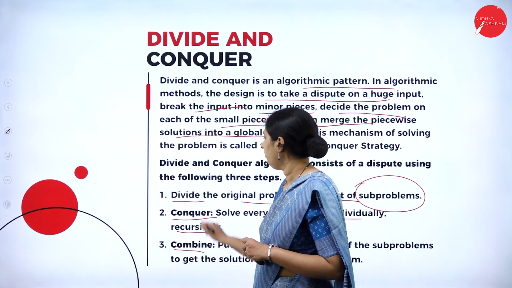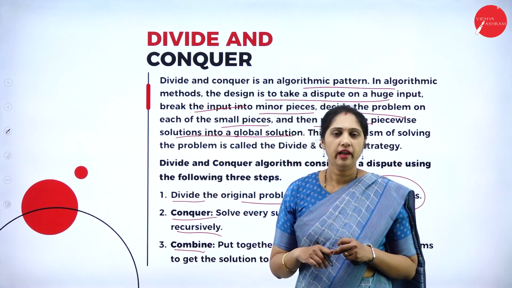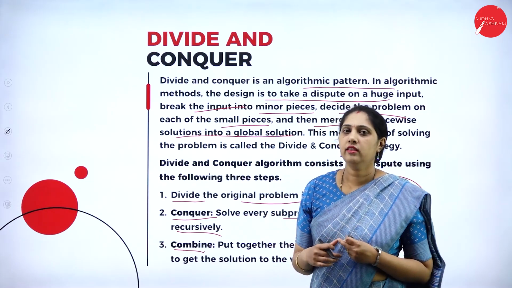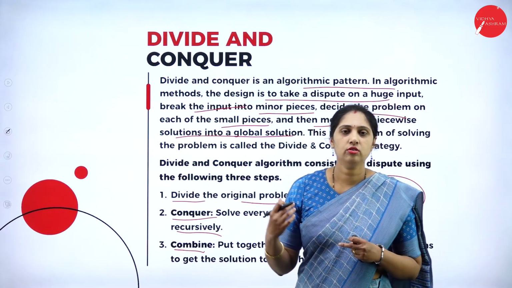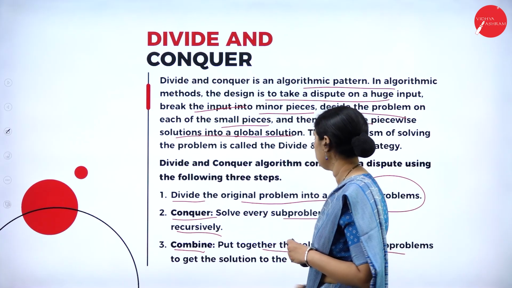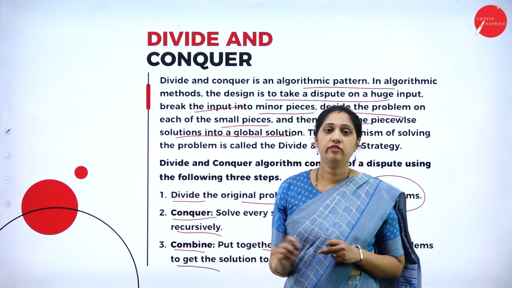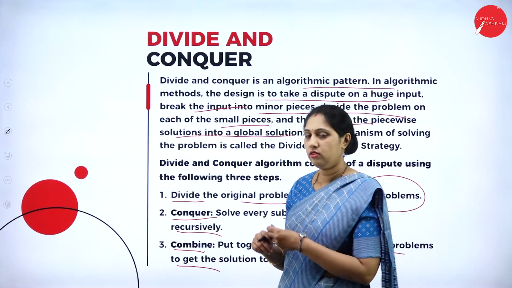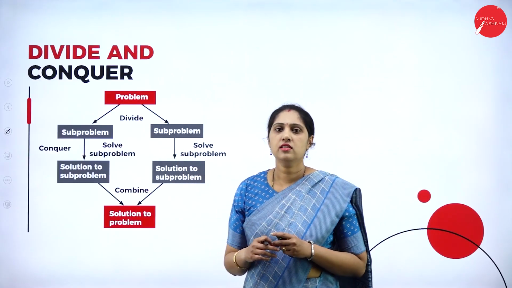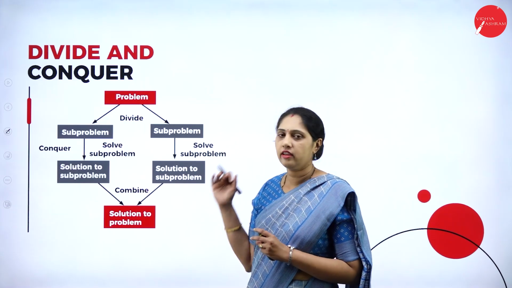So divide is over, solving is over, and then we have to combine. If we don't combine, we don't get the output or the solution to the original problem. So put together the solutions to the subproblems so that we get the solution to the global problem. What we have discussed is nothing but this diagram.